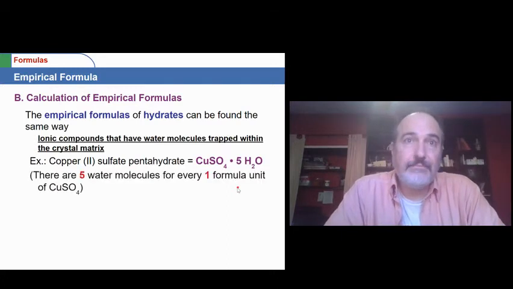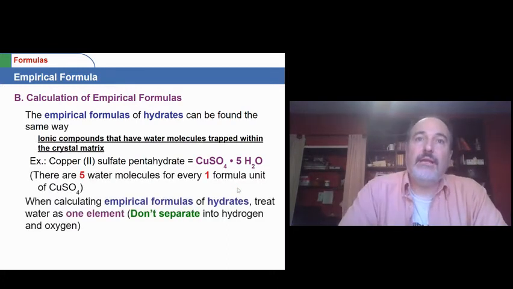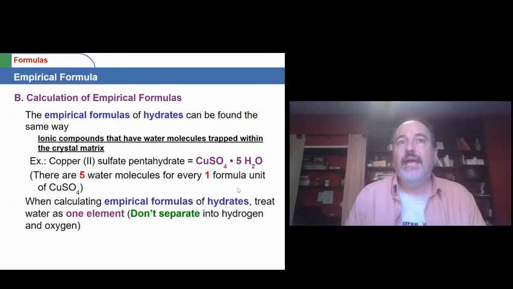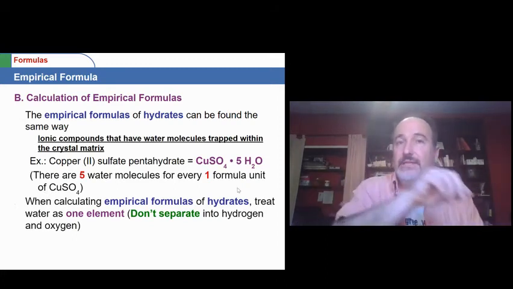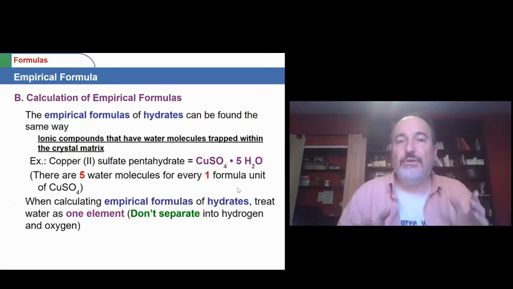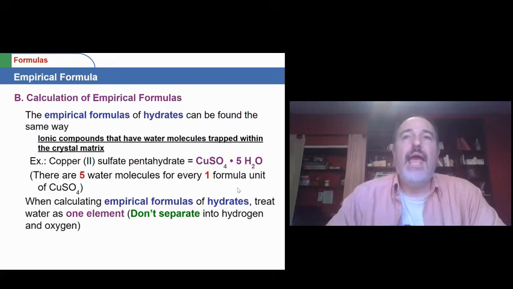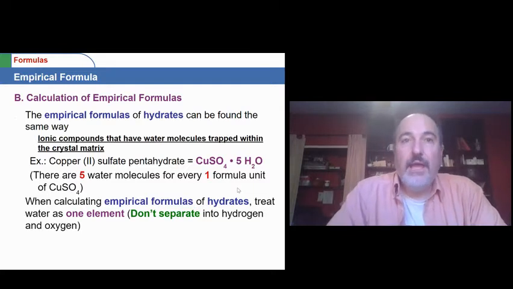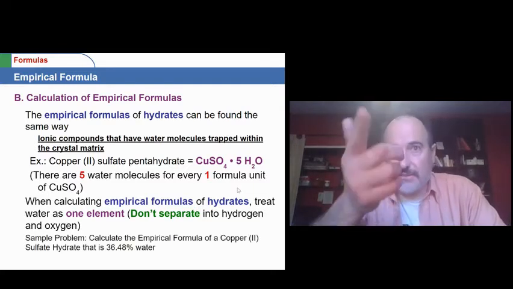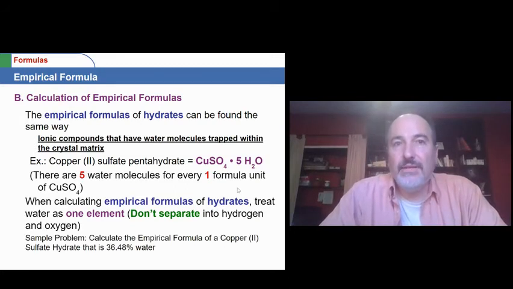So when calculating empirical formulas, the trick is to treat water as if it were a single element. In other words, don't separate it into hydrogen and oxygen. And you can go from, hey, you have this hydrate of copper 2 sulfate, and it's 36% water, what is its empirical formula? That's the sort of problem I'm going to show you now.